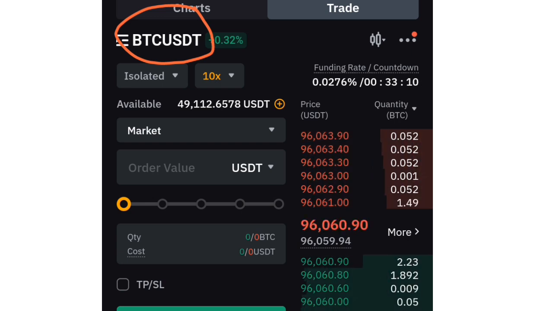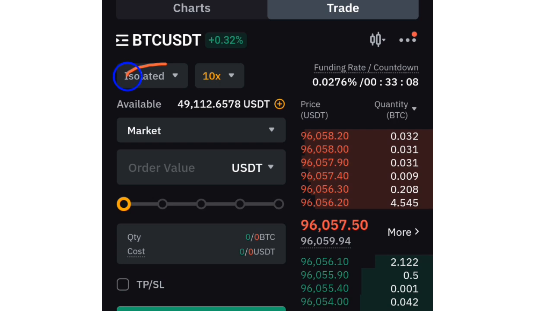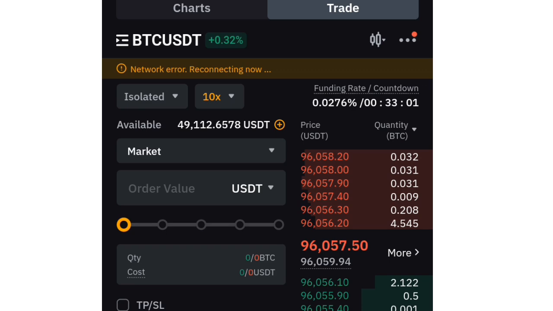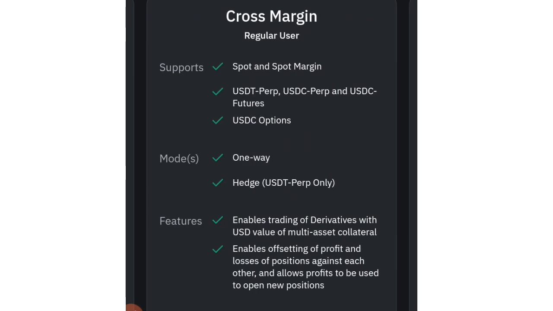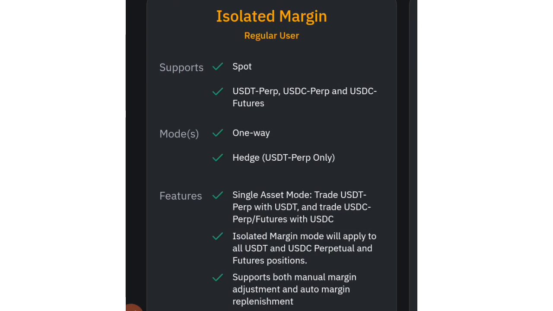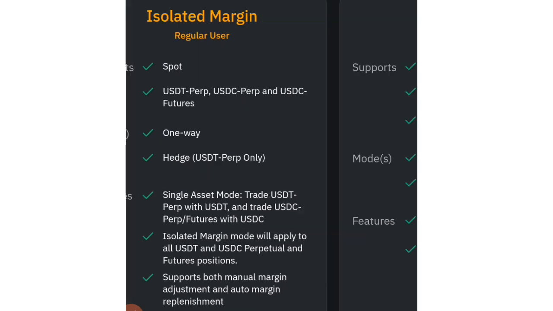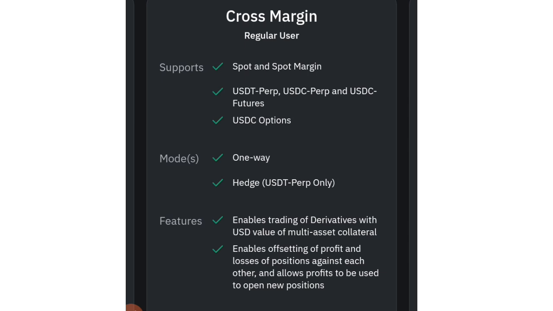Then we are seeing something like isolated. So I'm going to show you some things under that. Let's click on this isolated. When you are using isolated, it means that you are using some specific amount of money to trade. When you are using cross, you are not using a specific amount of money. You are using all the money that you have in your unified wallet to trade.